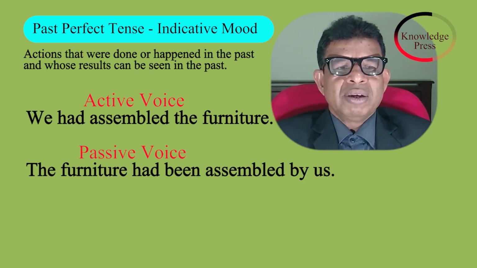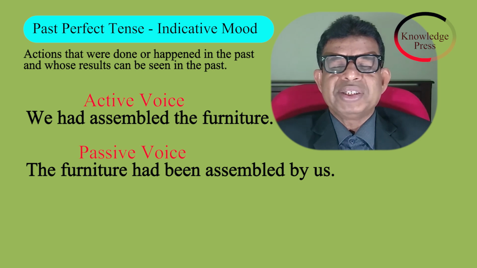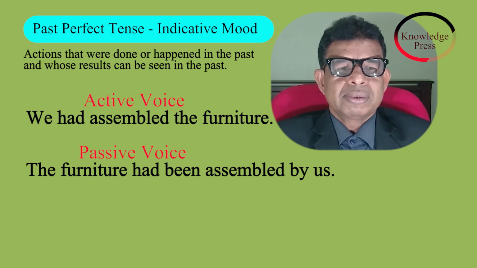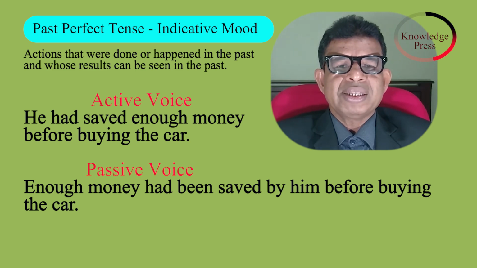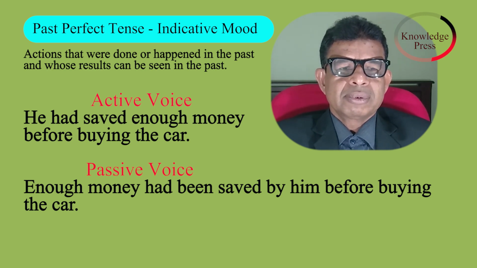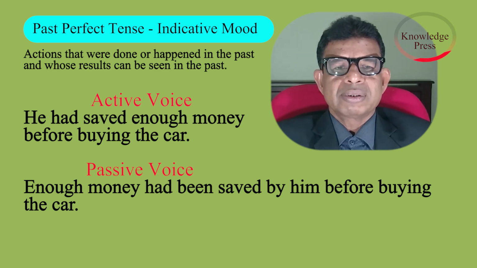Active voice. We had assembled the furniture. Passive voice. The furniture had been assembled by us. Active voice. He had saved enough money before buying the car. Passive voice. Enough money had been saved by him before buying the car.